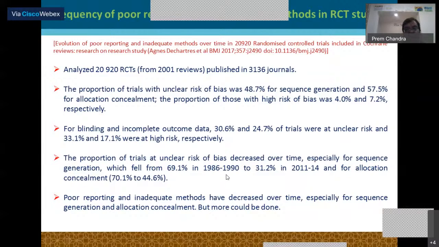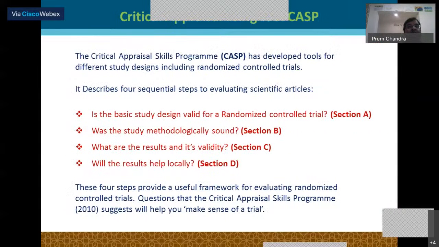And similarly, for allocation concealment, it came down from 70% to 44%. So in summary, poor reporting and inadequate methods have decreased over time, especially for sequence generation and allocation concealment, but more could be done. Because those are not the only two components which set the foundation for an RCT, there are many other components. So we have to carefully look at those steps as well to make sure that they have been followed properly.